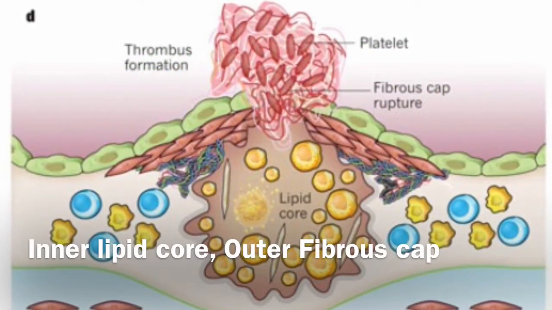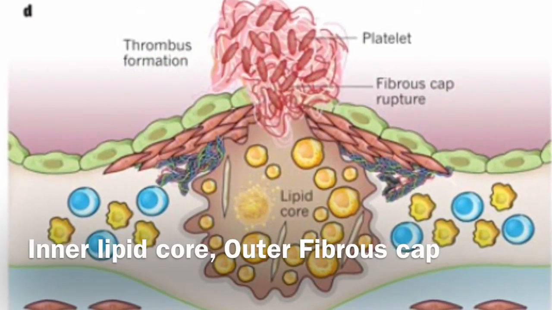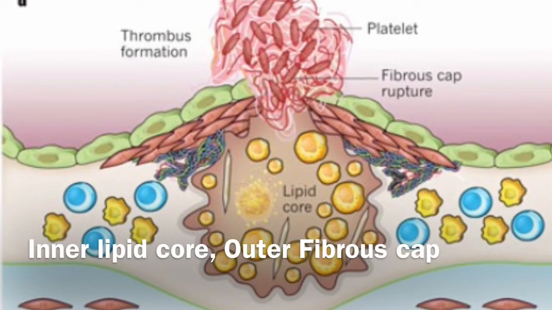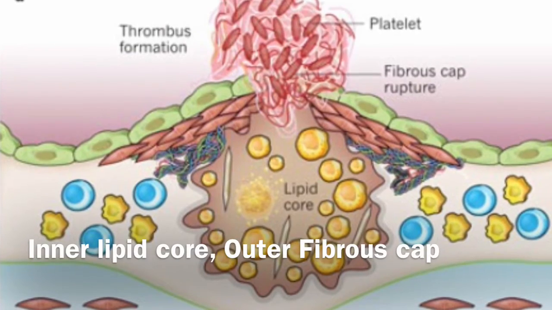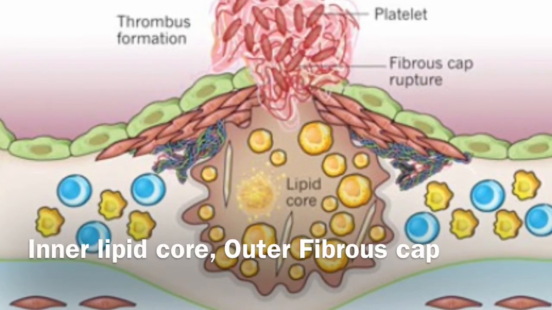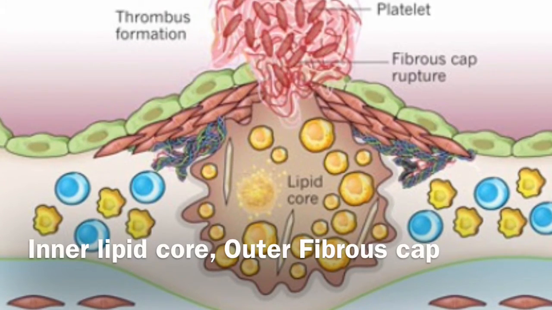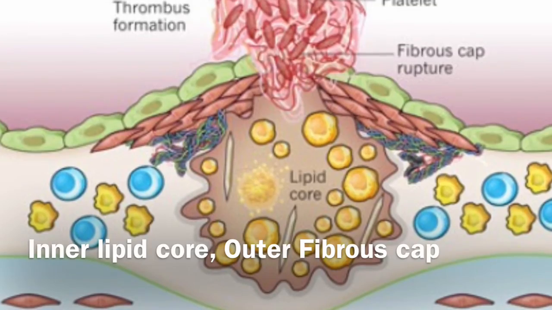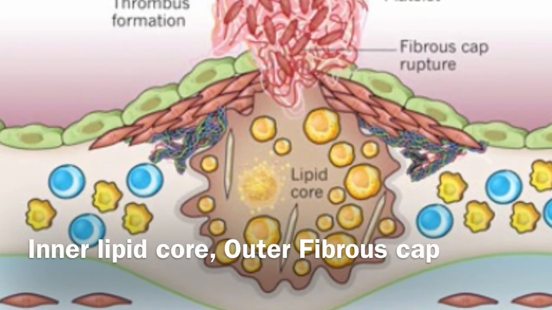With time, some of the macrophages and the smooth muscle cells undergo apoptosis, or in other words, programmed death. This is responsible for the known structure of the plaque, being formed of an inner core of lipids and cellular debris and an outer cover of collagen fibers, so-called the fibrous cap.